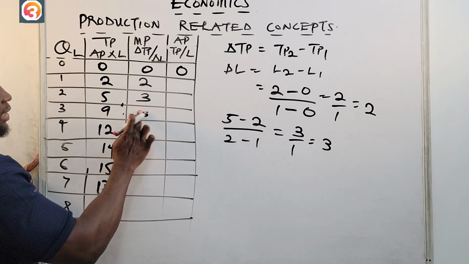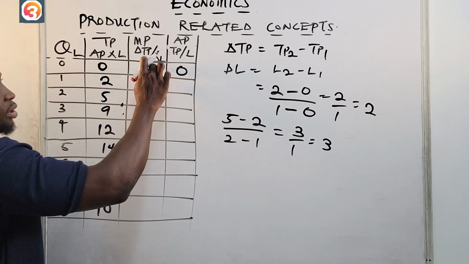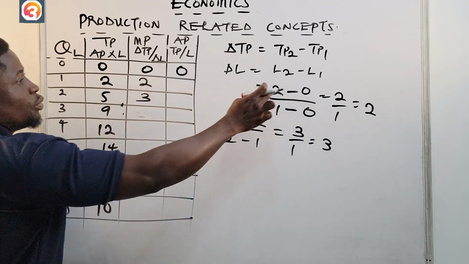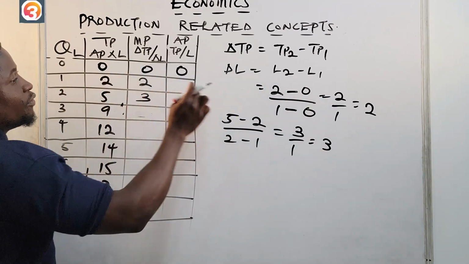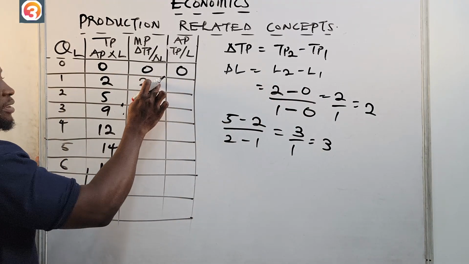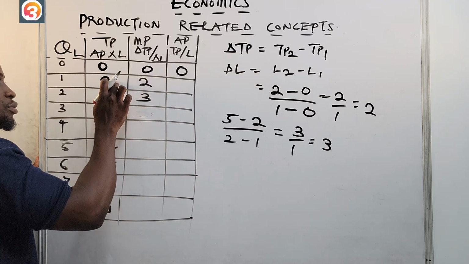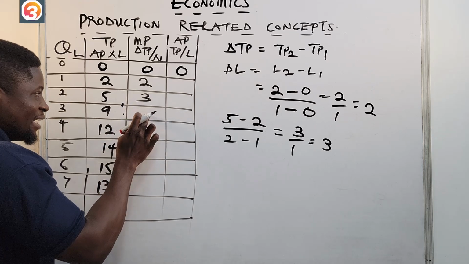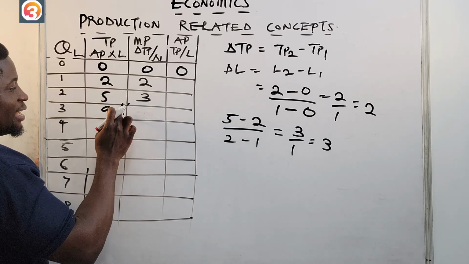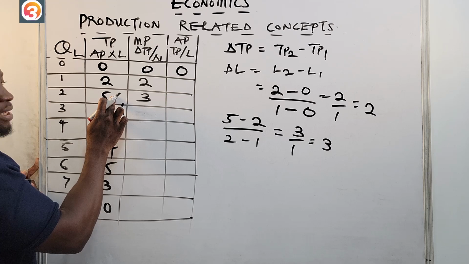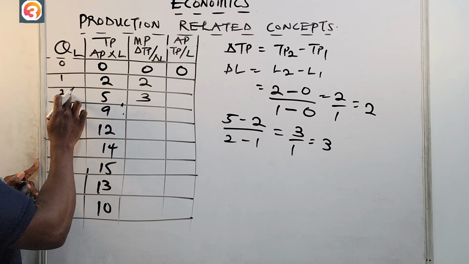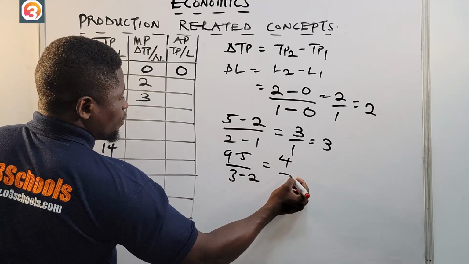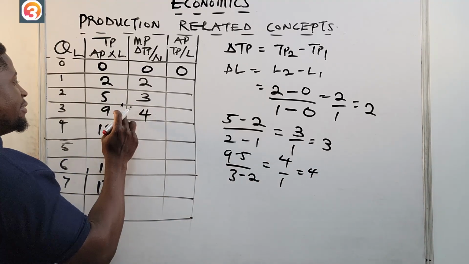Let me go over that again. The first level is 0. Between this and this, 2 minus 0 over 1 minus 0 gives 2. For this one, in between these two, 5 minus 2 over 2 minus 1, we got 3. For the next, it will be between 5 and 9. 9 minus 5 is 4, and 3 minus 2 is 1. So I'm going to have 9 minus 5 over 3 minus 2, which is 4 over 1, which is 4. So here is our 4.